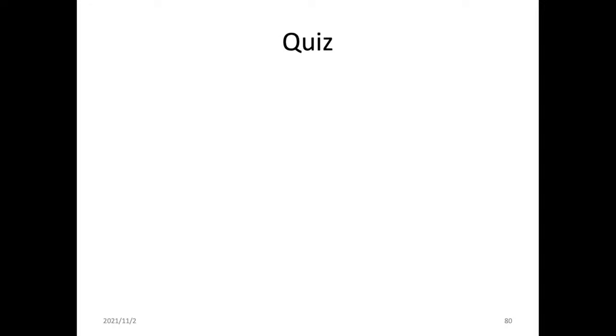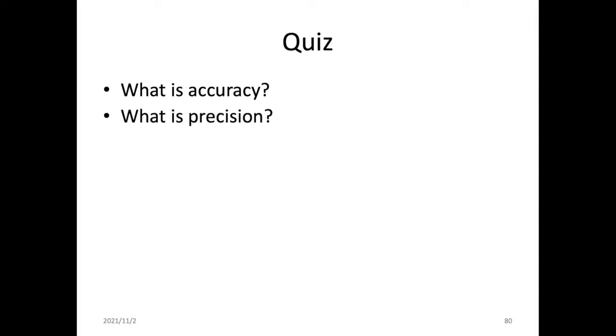Okay, so before I close this topic, let's do some quiz. First, what is accuracy? This is very straightforward. The number of successful predictions divided by the total number of predictions. That's accuracy. What's precision? What's recall?